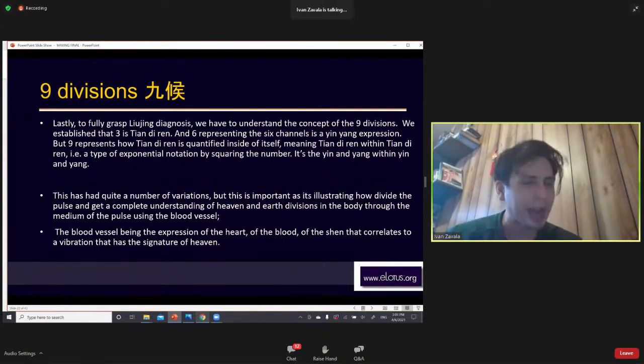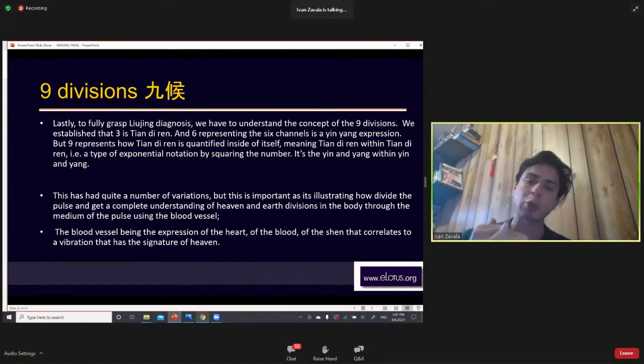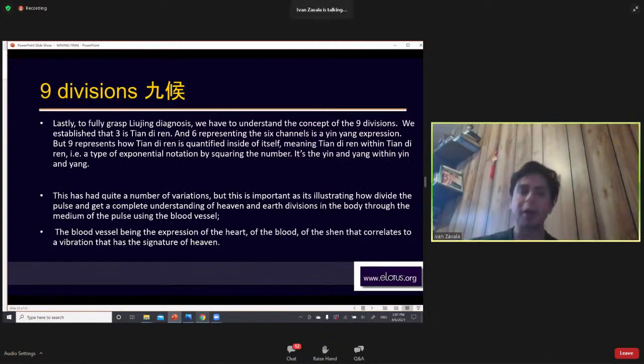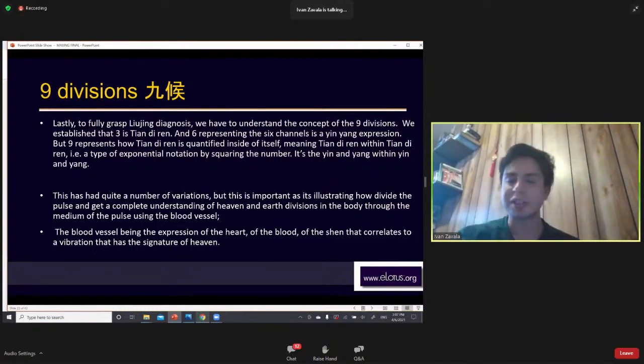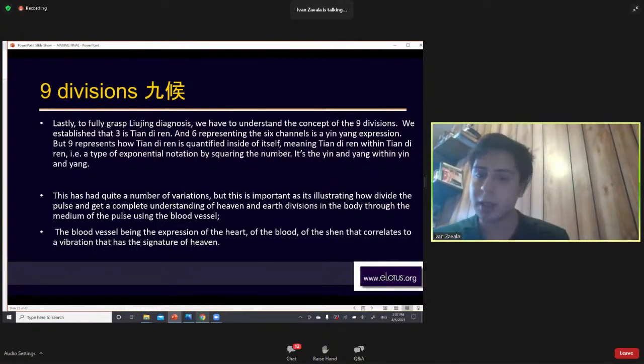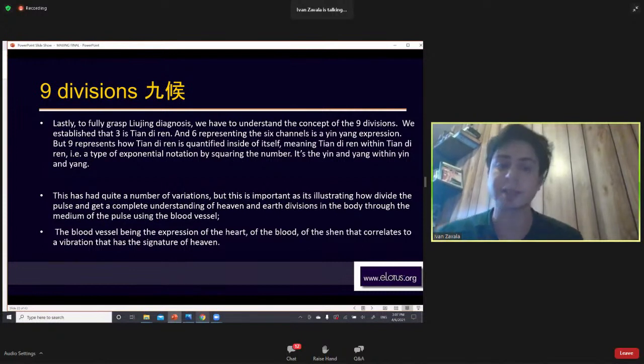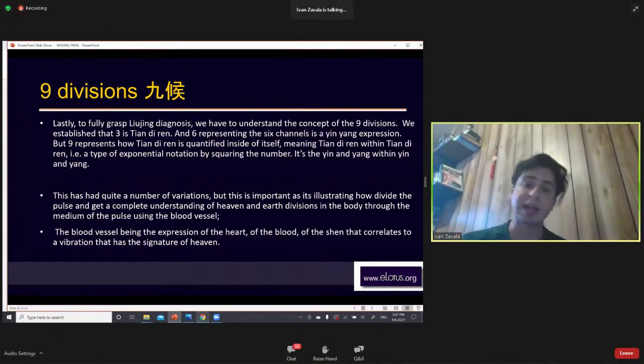This has quite a number of variations, but this is important as it's illustrating how to divide the pulse and get a complete understanding of heaven and earth divisions in the body through the medium of the pulse, using the blood vessel. As I said before, the blood vessel is an expression of the heart, of the blood, of the shen, that correlates to a vibration that has the signature of heaven. So that's what the pulsation is, right? The vibration of the signature of heaven, of the heart fire.